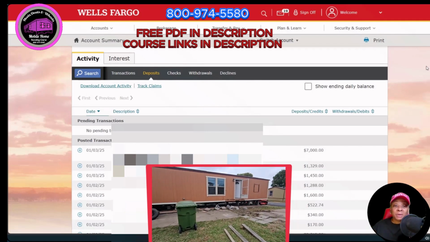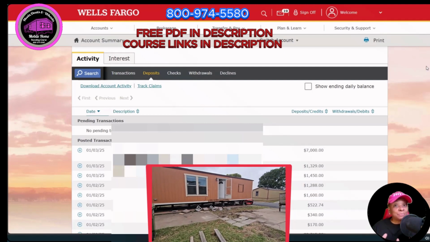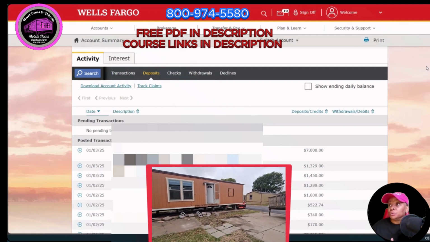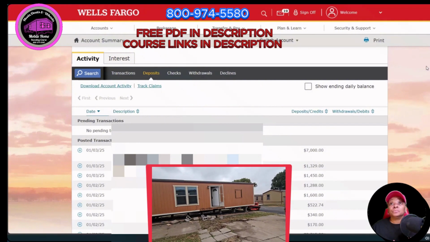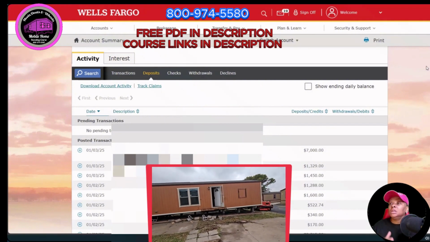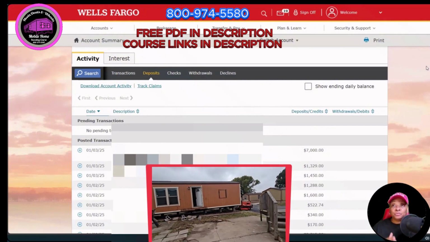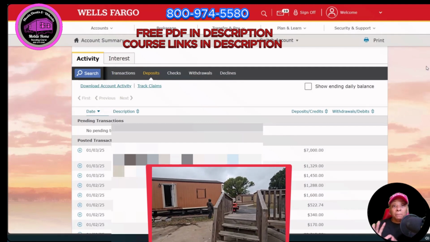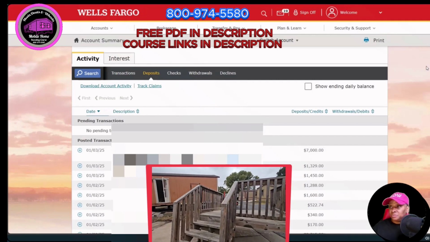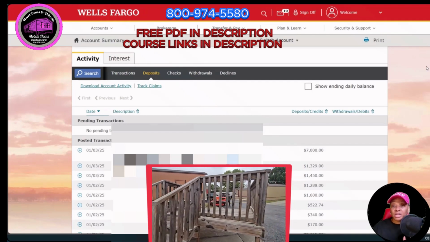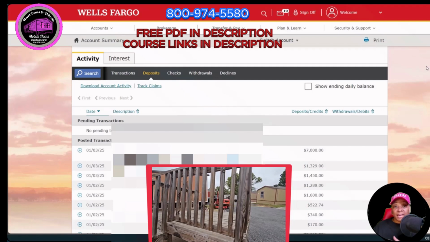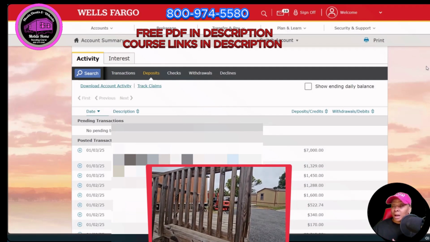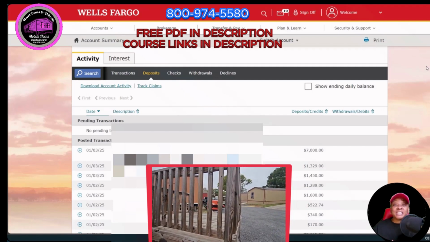We are inside of our bank account, guys, and I tell you what, I am the happiest from the 1st through the 15th. You see me smiling? Check out the date, guys. It's the 1st through the 15th because that's when we get most of our deposits, whether it be from Section 8 or from a regular tenant. That's when we get our money. I'm happiest around that time.